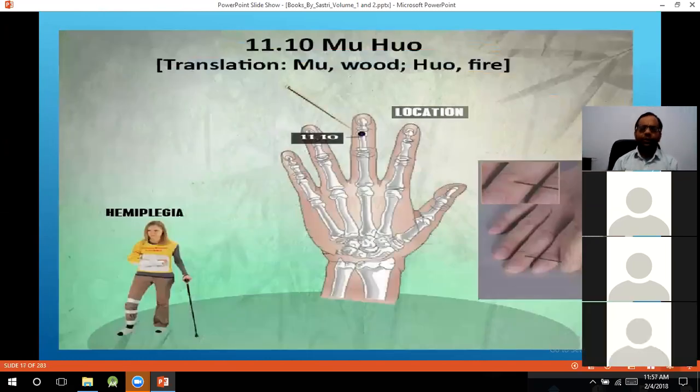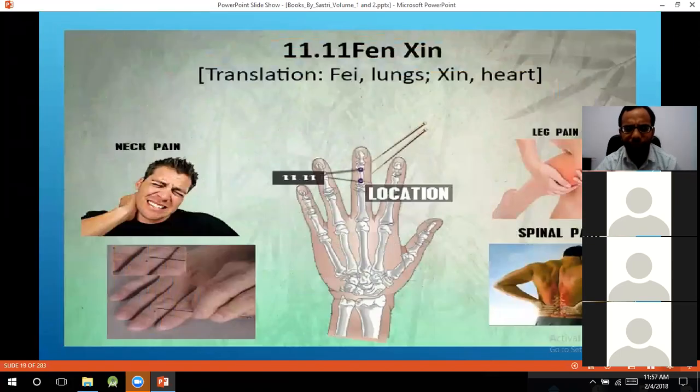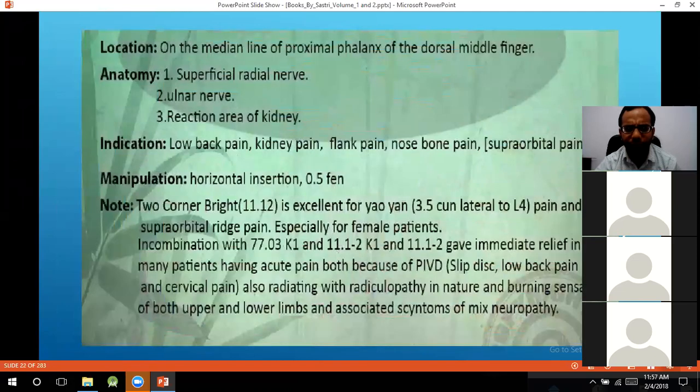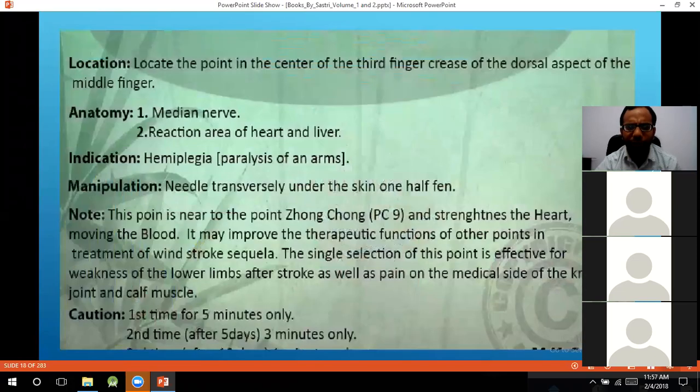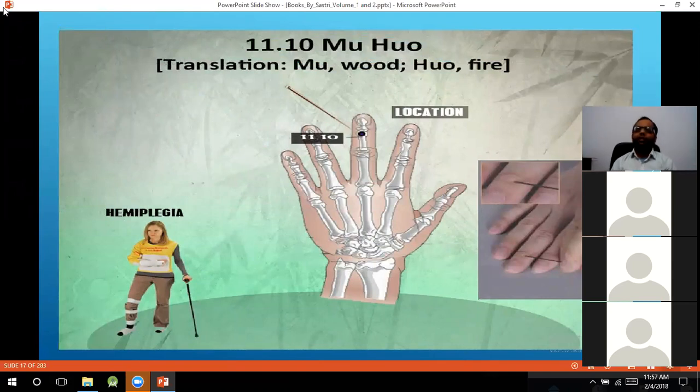Now comes the 11.8. It's a very good point. Combine 11.9 with 11.10 with 11.11. Or you can combine 11.9 with 11.10 and with 11.30. So insert this and put electrical stimulation for a paralytic case. Combining this with Indian scalp is very good and gives instant recovery in paralytic cases, and the patient gets a very fast recovery.